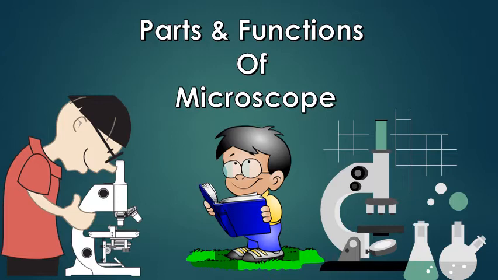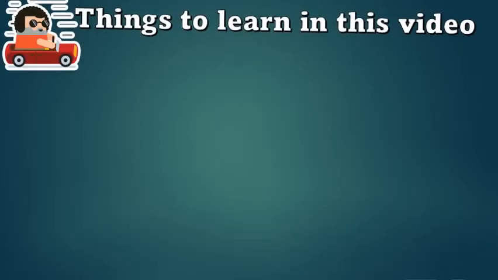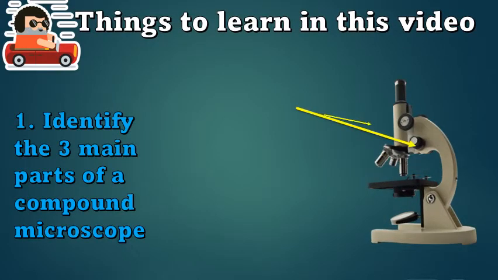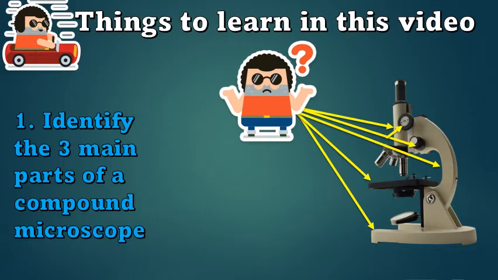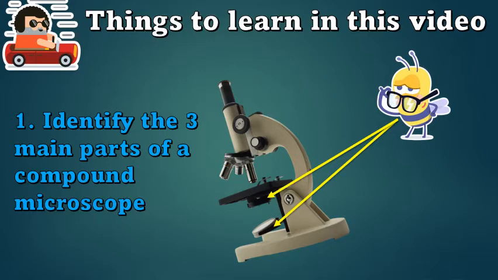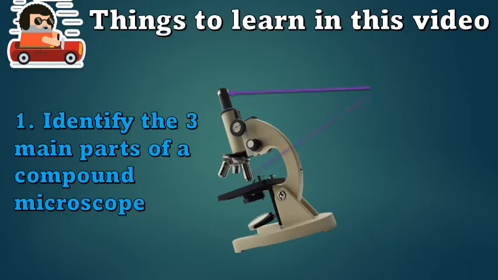Today we will talk about the parts and functions of microscope. The following are the things that you will learn in this video. First is to identify the three main parts of a compound microscope. The first main part is being shown in the picture at the right side, which is for support, while the second one is for regulating light. And the third main part of microscope is for focusing the image.